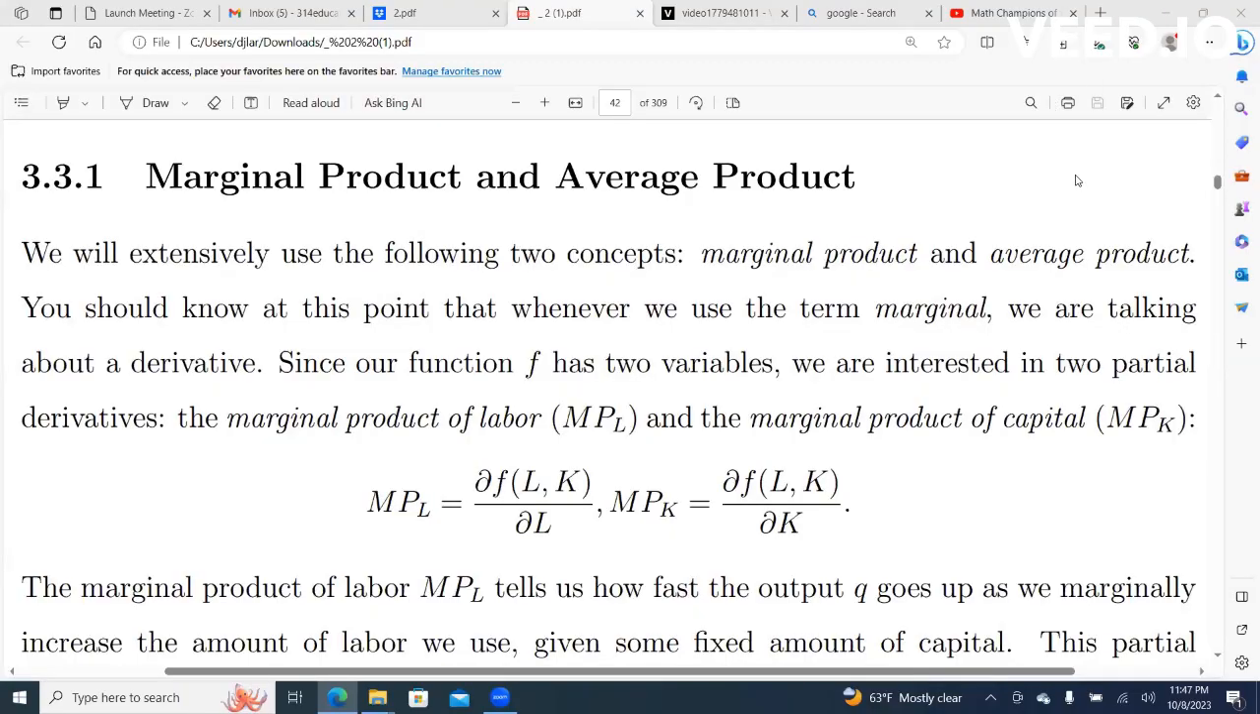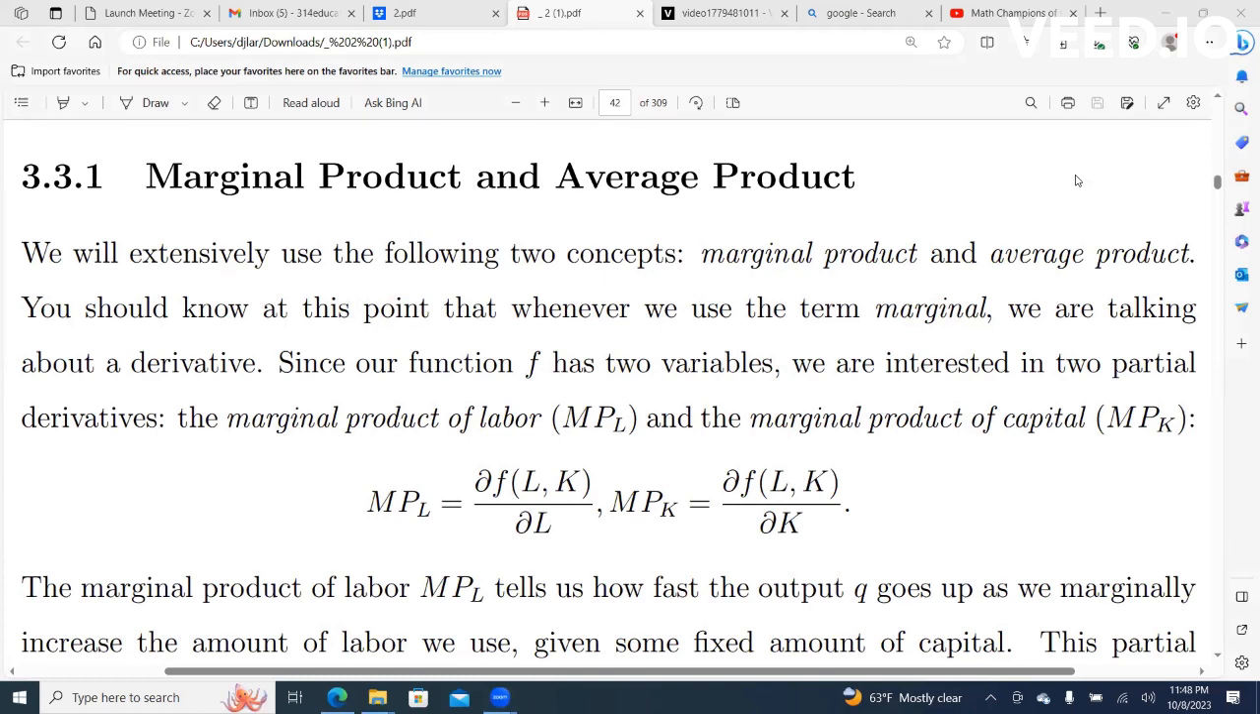Okay, so I think this is video 40 now. So 3.3.1, marginal product and average product. We go ahead and define these things here. We will extensively use the following two concepts, marginal product and average product.